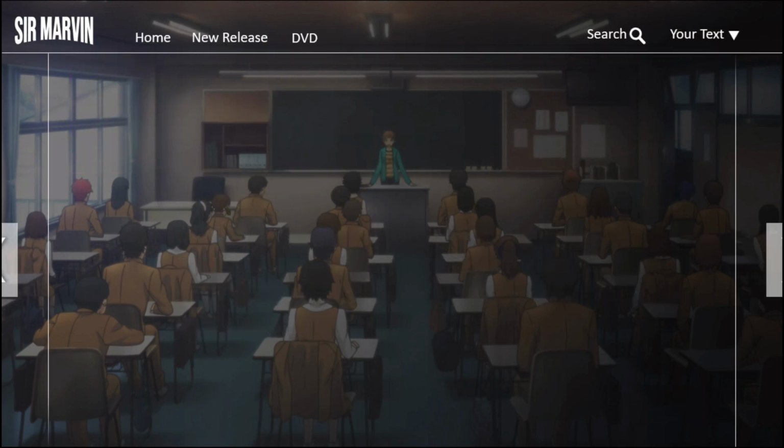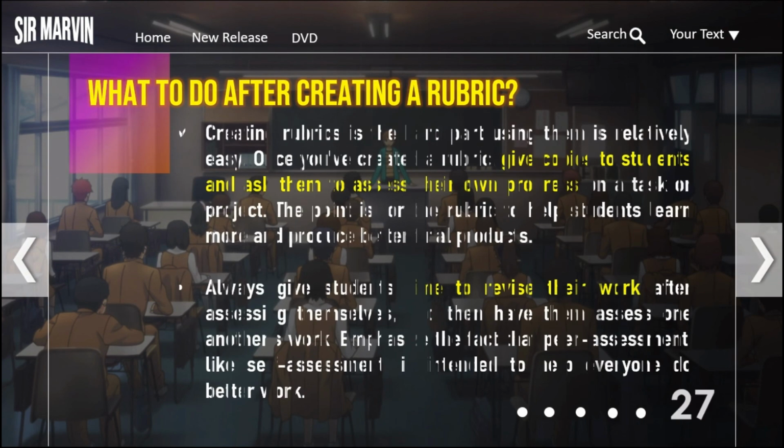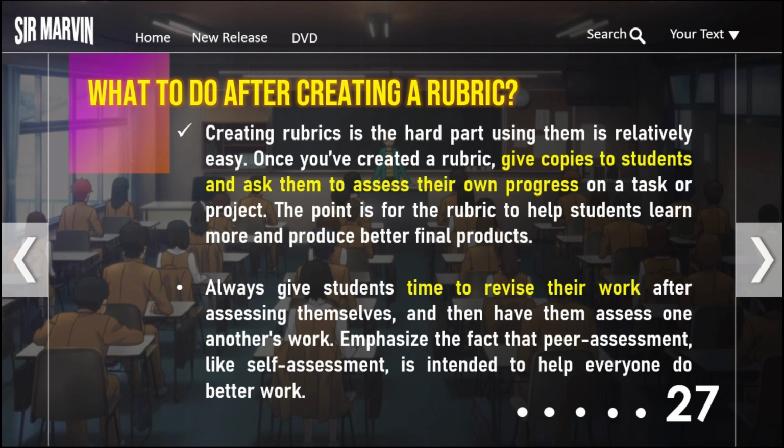So what to do after creating a rubric? Creating rubrics is the hard part. Using them is relatively easy. Once you've created a rubric, give copies to students and ask them to assess their own progress on a task or project. The point is for the rubric to help students learn more and produce better final products. Okay, so remember na kapag nagbigay kayo ng performance task, okay, or ng output, make sure na meron kayong kopya na ibigay sa mga students.